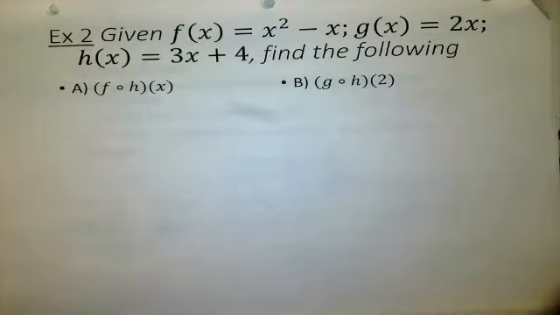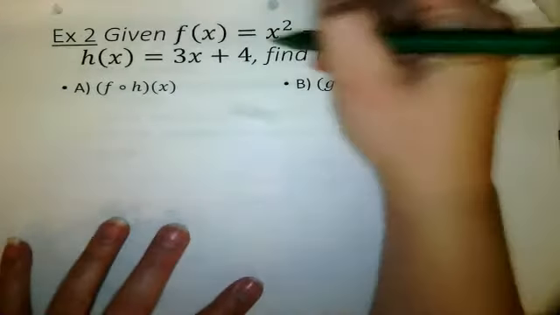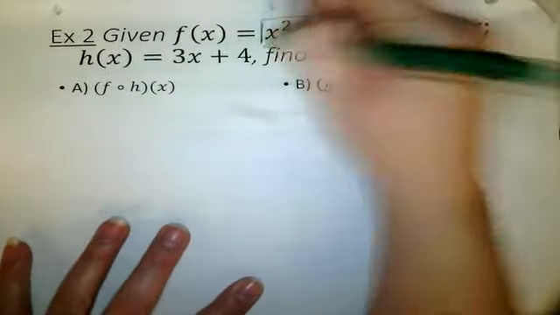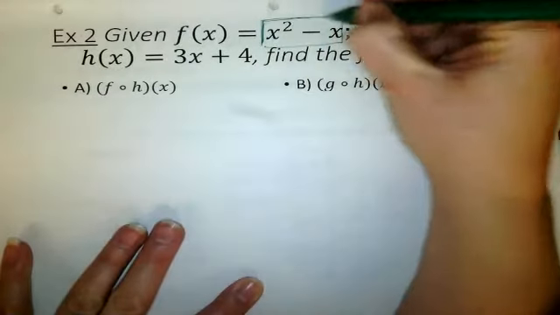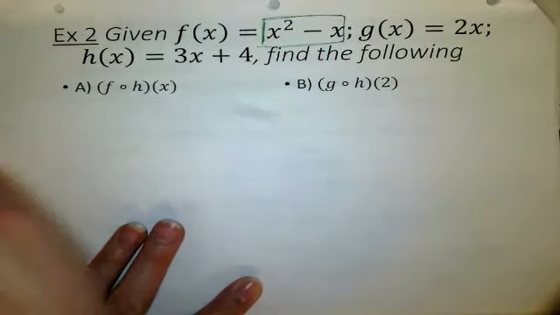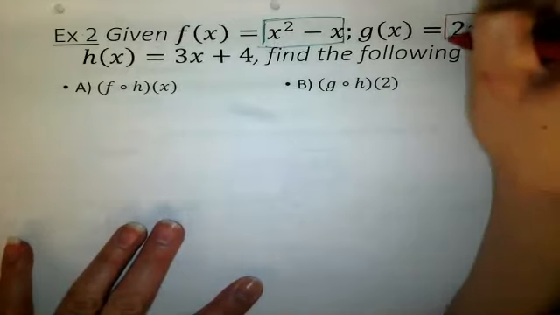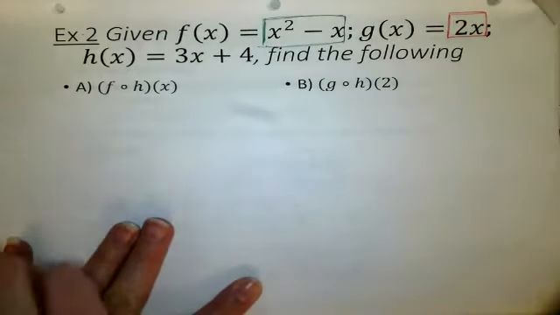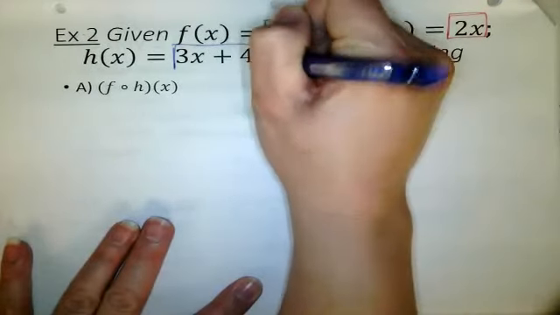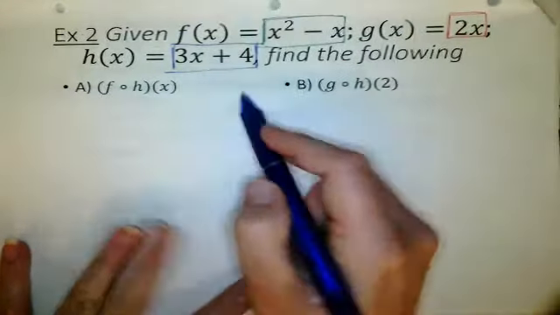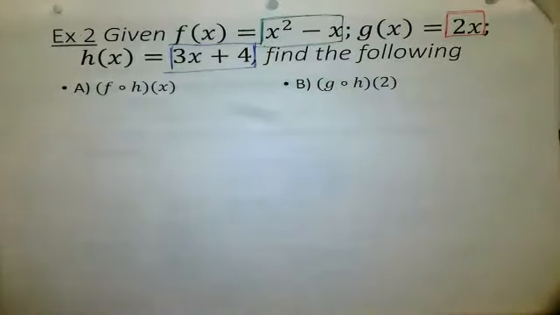So example 2, given f of x is x squared minus x, and g of x is 2x. Oh, these are the same. Okay. Oh, that was smart of me. Okay, so you don't have to rewrite these because they're the same. All right, so we want to do the following.